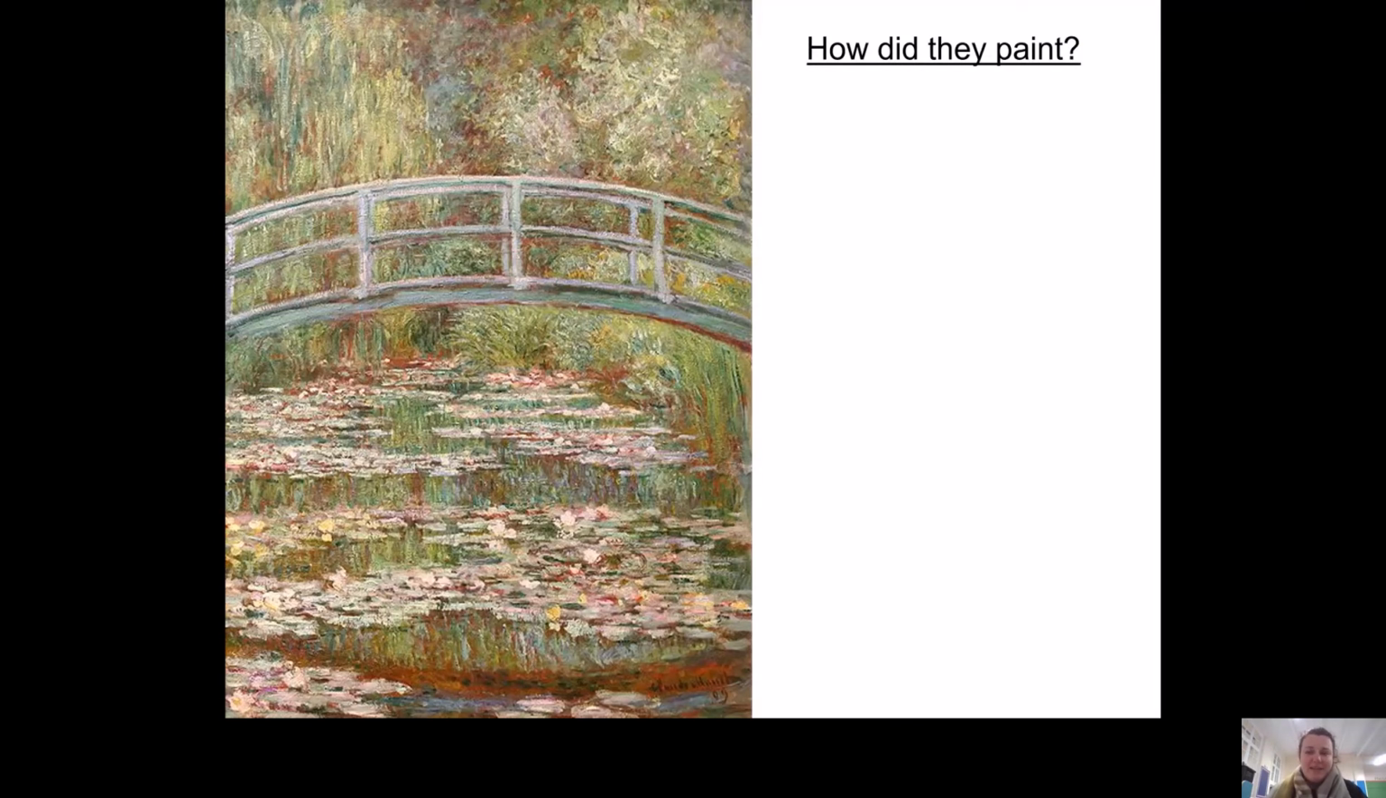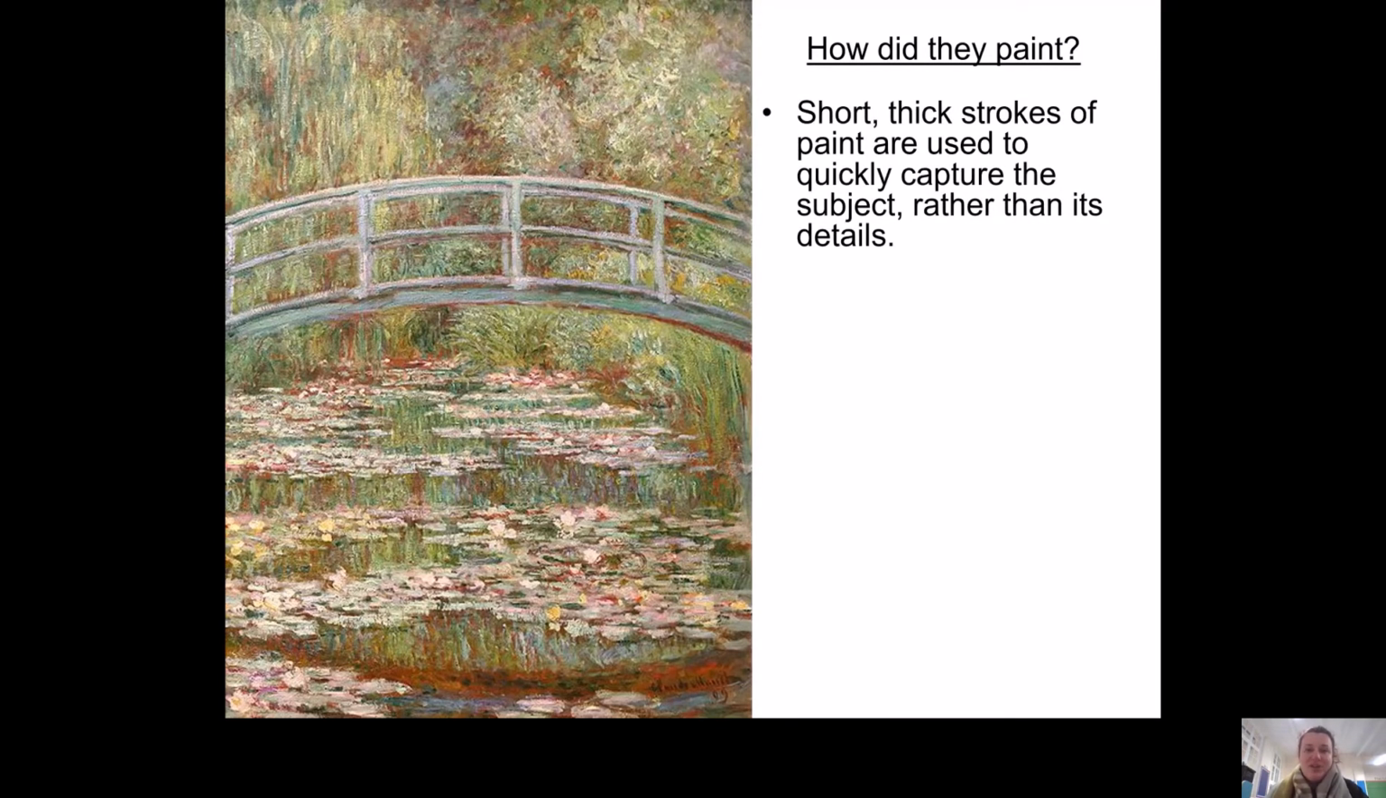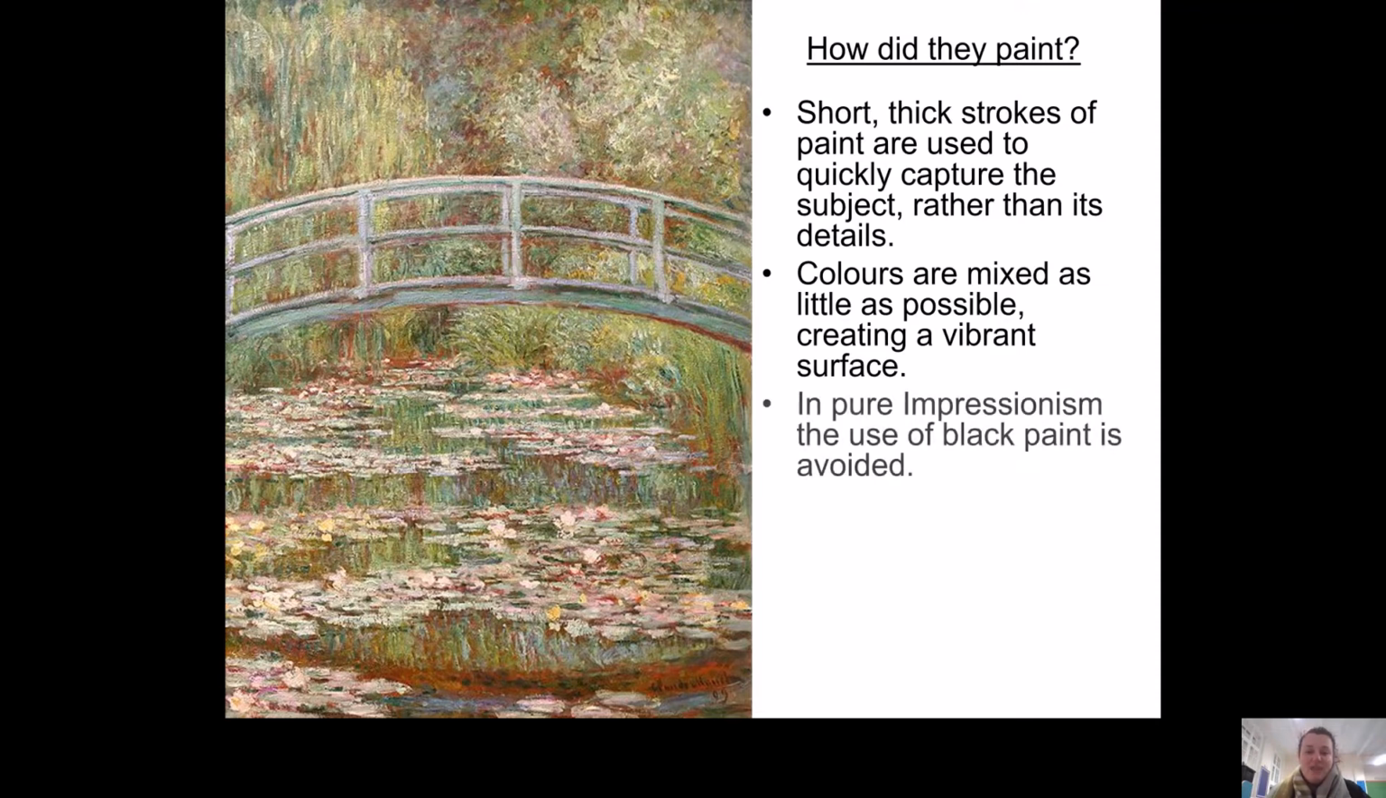So how did they paint? Well, they did short, thick strokes of paint, and they were used quickly to capture the subject rather than the detail. The colours were mixed as little as possible, and this created a vibrant surface, which meant it was really bright. In pure Impressionism, the use of black paint was avoided. So that's a tip for you. What are we going to be avoiding? You got it. We're going to be avoiding black paint today when we do our computing paint work.